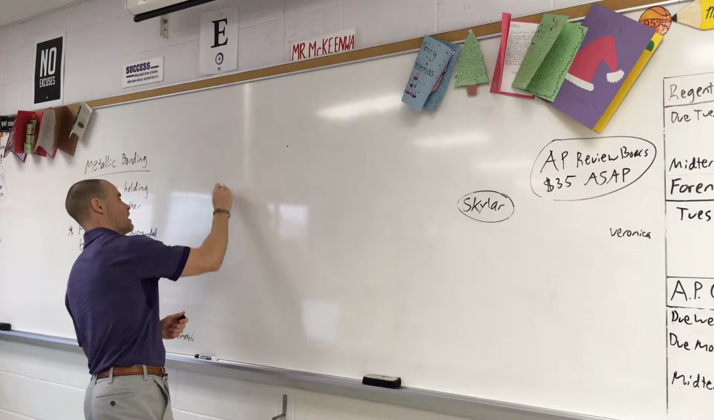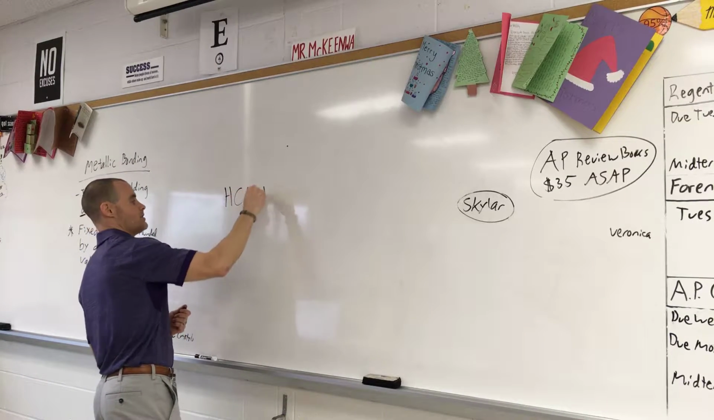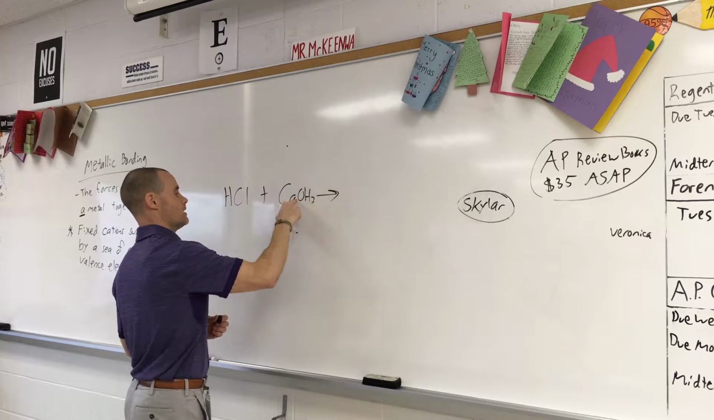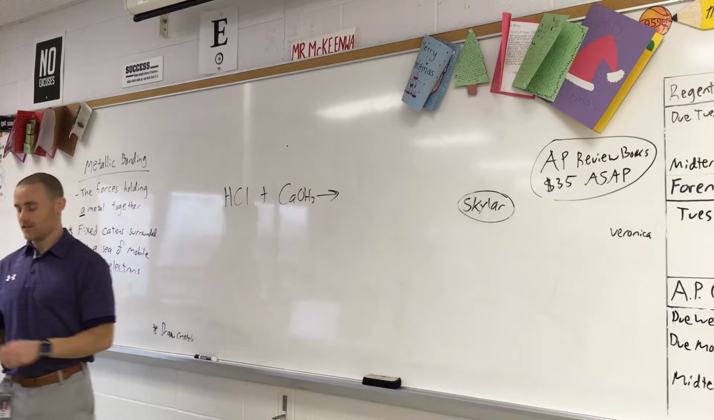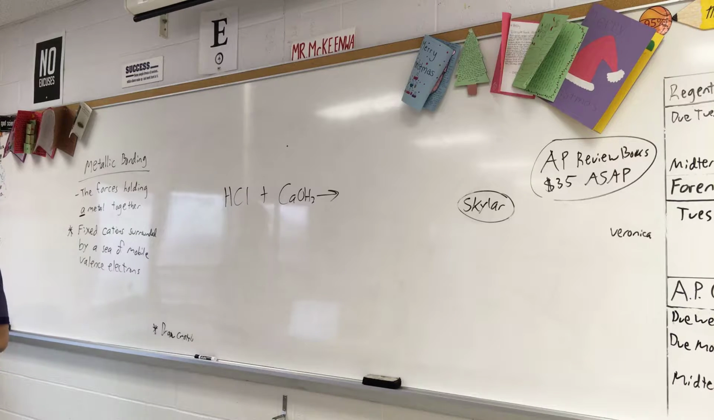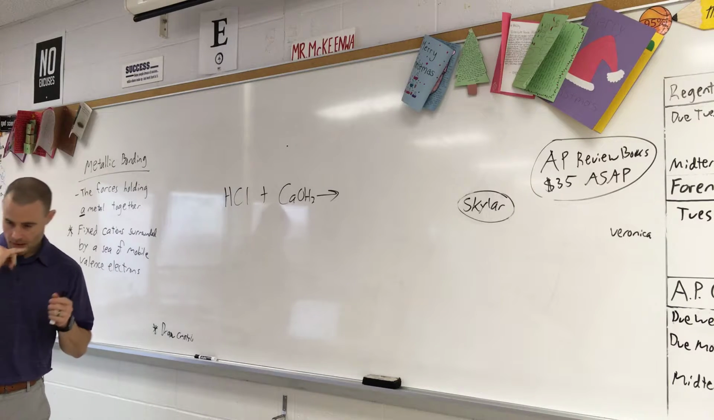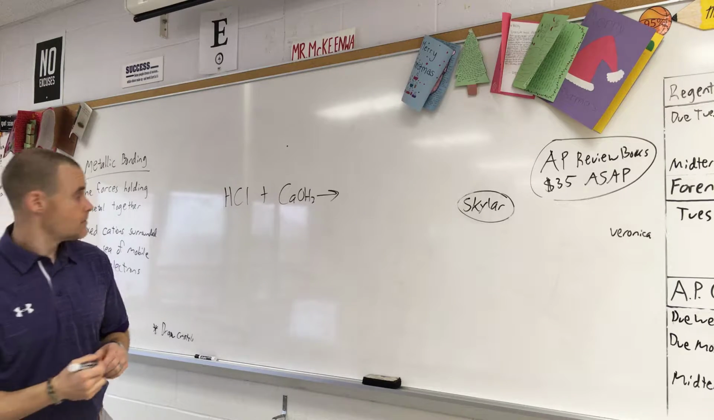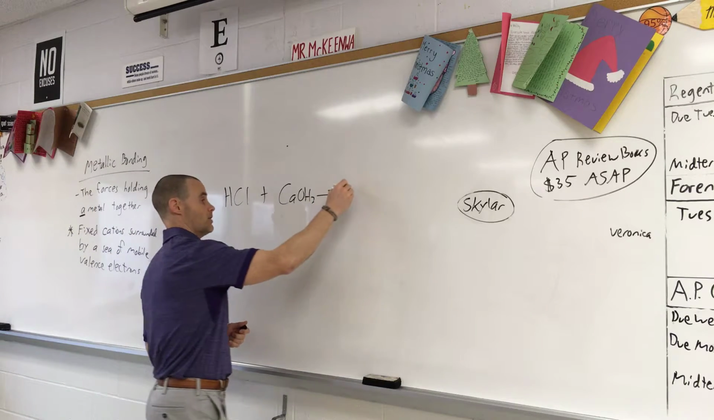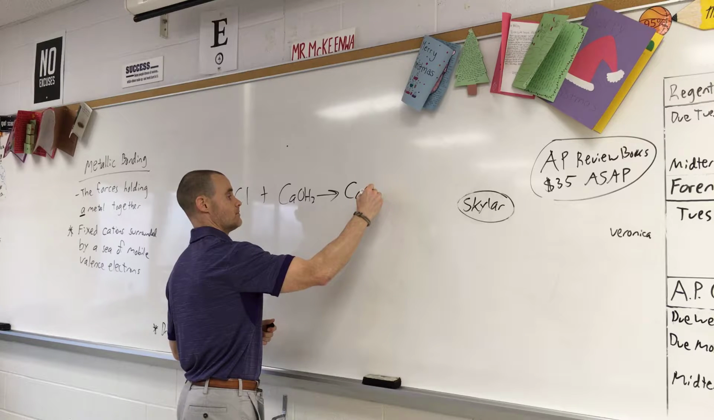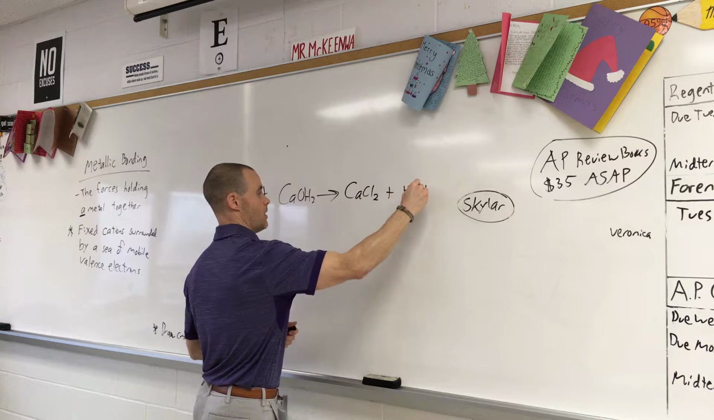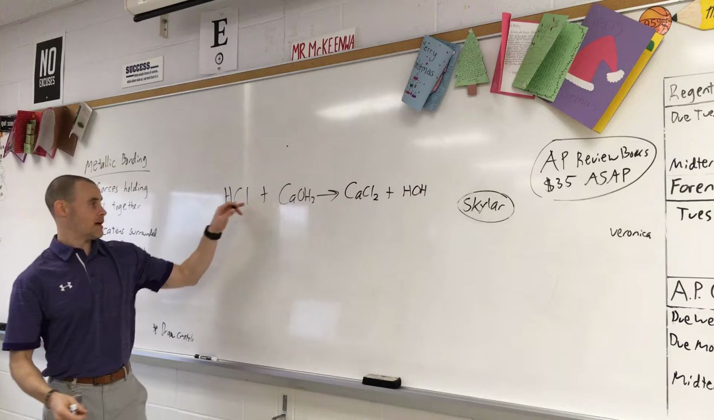Here we go. I'll give you a kind of simple one, HCl plus Ca(OH)2. Let's say that's your acid-base. What would the products be? CaCl2, right? And H2O. I write HOH just because it helps me balance it a little better.